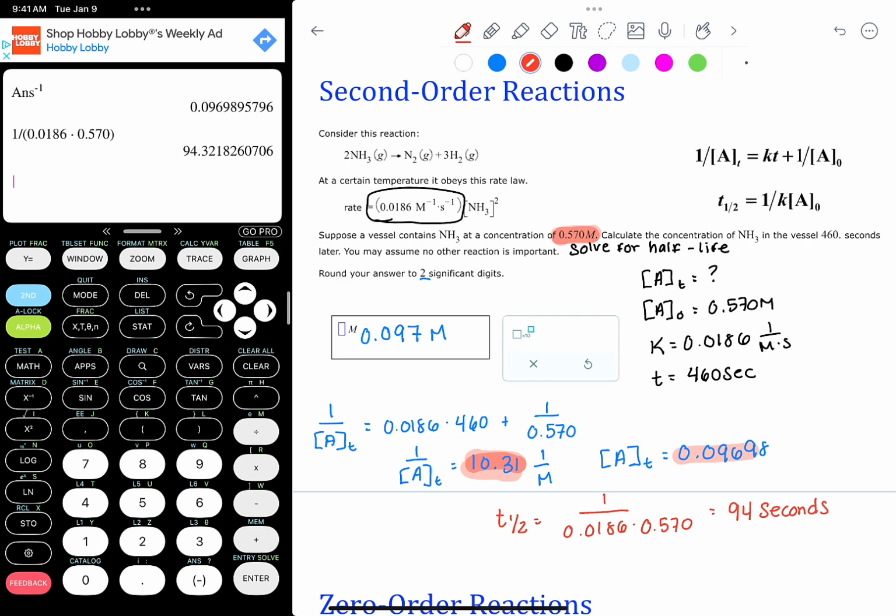Again, that k has units of 1 over seconds. Well, actually, it's 1 over molar seconds. And then when we multiply it by that concentration, the molars end up canceling, and we get 1 over seconds, so we take the inverse and get seconds as a half-life. So half-life should always have units of seconds.